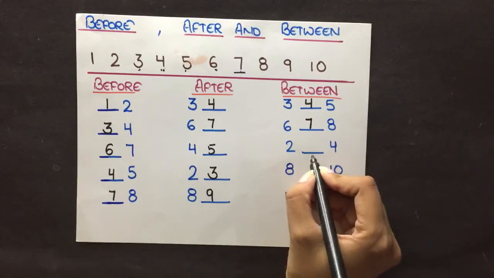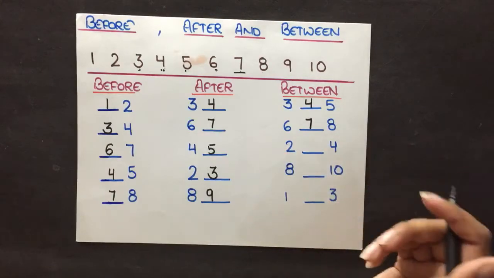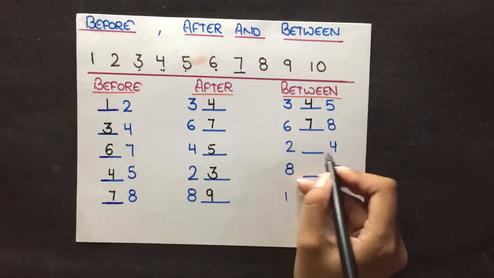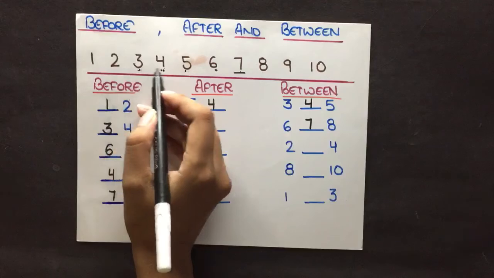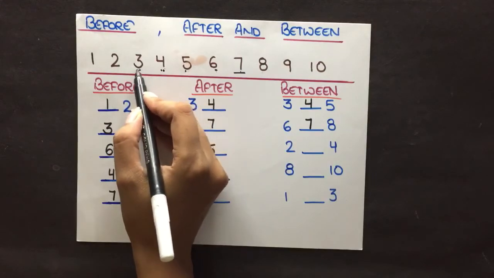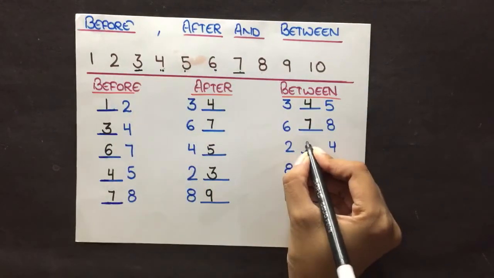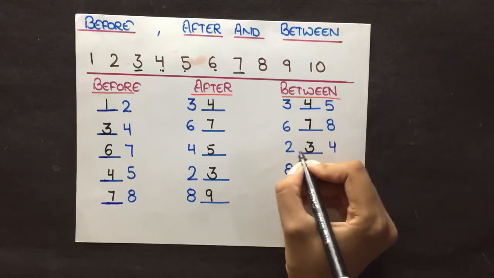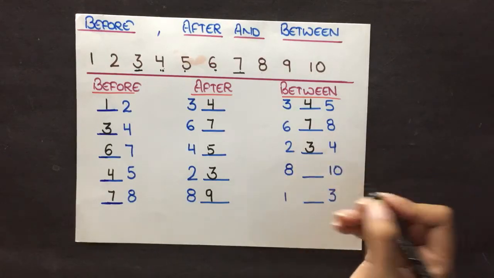Next, 2 dash 4. Now what comes in between 2 and 4? Now 2 is here and 4 is here. What will come? Yes, 3. 3 comes in between 2 and 4.